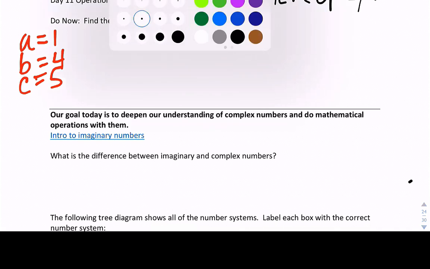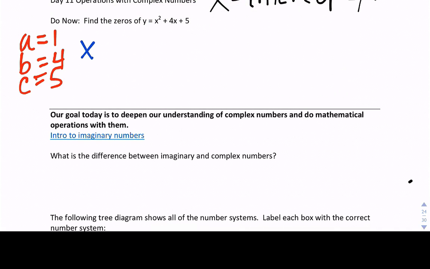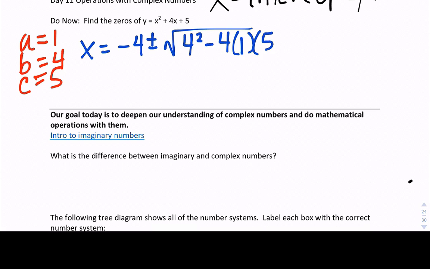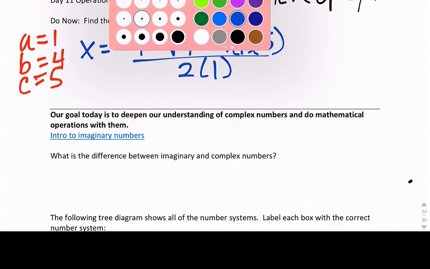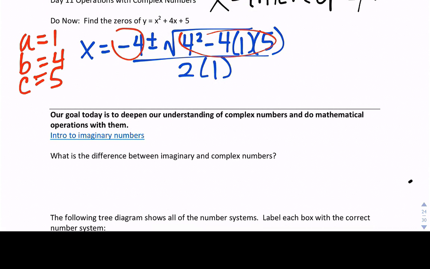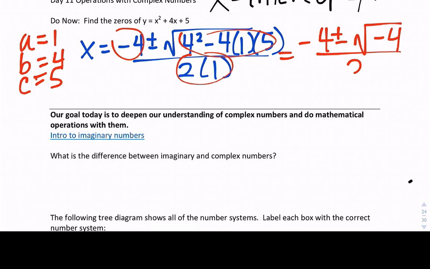All right, let's plug in. X equals opposite B plus or minus the square root of b squared minus 4ac all over 2a. All right, so there's how we plug in. Remember to calculate these three numbers right here. So we get negative 4 plus or minus the square root, and that ends up being negative 4 over 2.